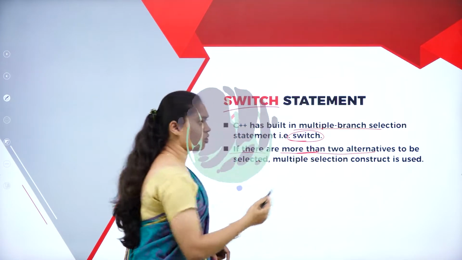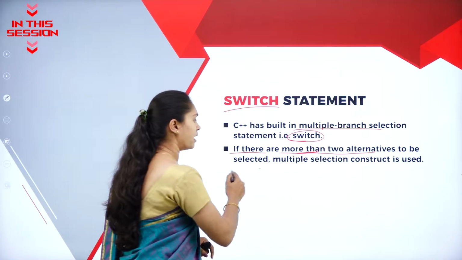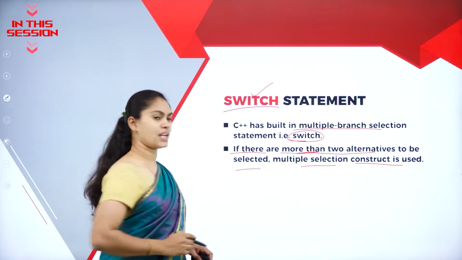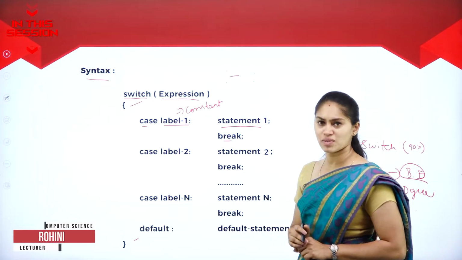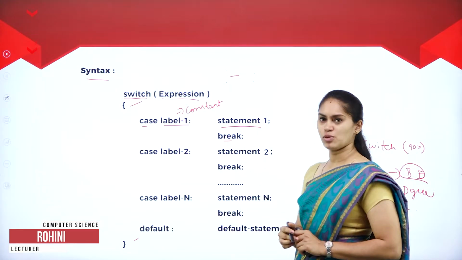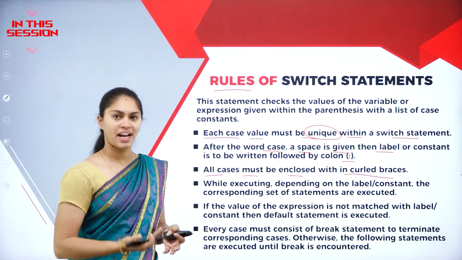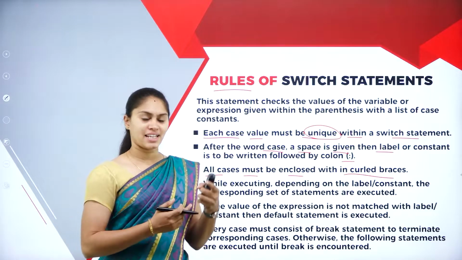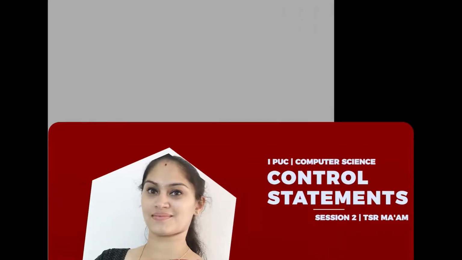If there are more than two alternatives to be selected, multiple selection construct is used, that is switch statement. If the expression matches with label 1, then statement 1 is going to execute. So when we are executing this switch statement, it will make a comparison between the test condition with the label.